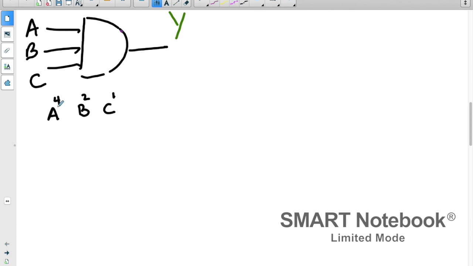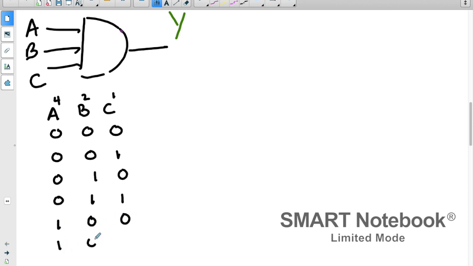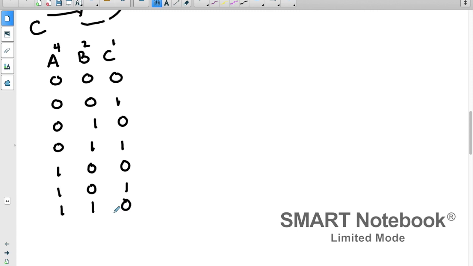Okay, so we're going to go through them. First one's easy. 0, 0, 0. Next one, let's try and write these as straight as possible. 0, 0, 1, because that's 1. How do we get 2? Just B. So it's going to be 0, 1, 0. 3 is 0, 1, 1. Next one is 1, 0, 0. 1, 0, 1. 1, 1, 0. And last but not least is 1, 1, 1.